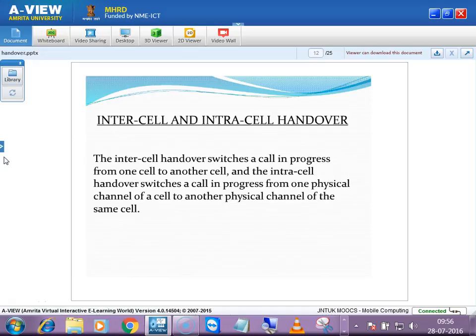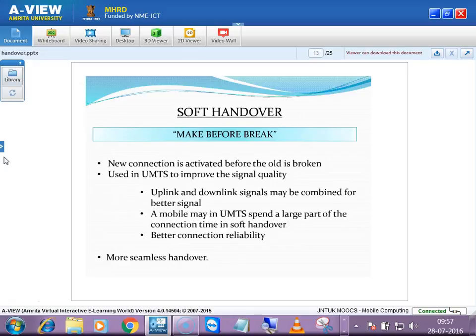Yeah, what is intercell and intracell? This thing I explained. Inter and intra. Intra in the sense within the cell. Inter in the sense out of cell. So if both mobiles are present in the same cell, then it is called intracell. And intercell in the sense the mobile is under some other MSC and some other BSC, then it is called intercell. The intercell handover switches a call in progress from one cell to another cell, and intracell handover switches a call in progress from one physical channel of a cell to another physical channel of the same cell. Intra same cell, inter out of cell. Just keep that in mind. Inter, intra, everywhere the meaning will be the same.